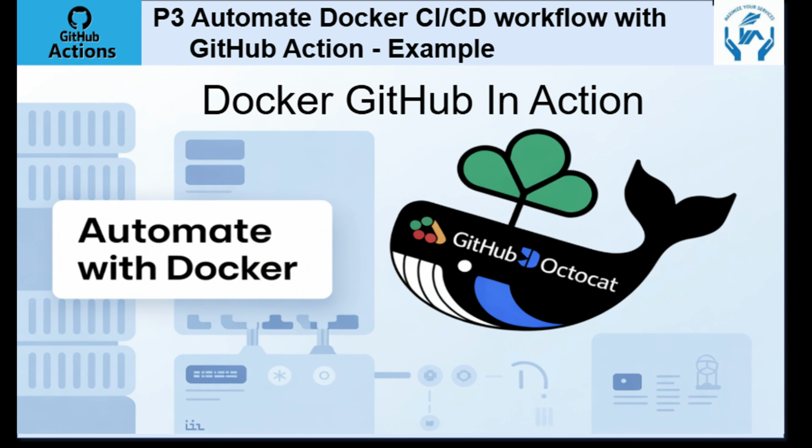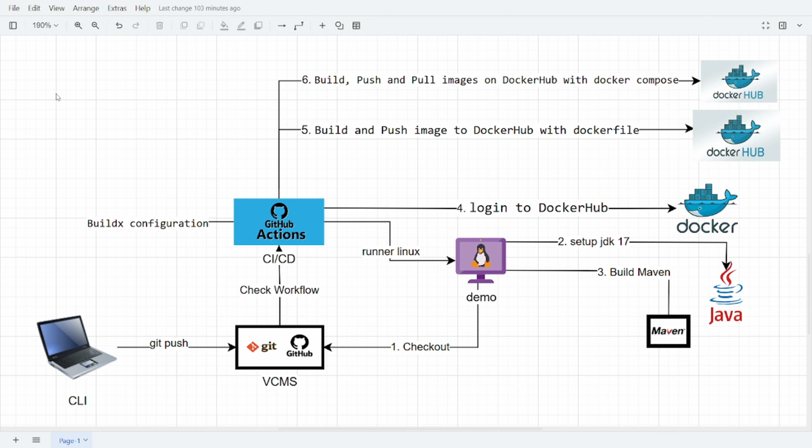We are going to complete that example with the automation of Docker Compose, where Docker Compose will be used to do all of this, like building all the images, then pushing all those images to Docker Hub, and then we will also see how to pull those images from Docker Hub. So let's start.